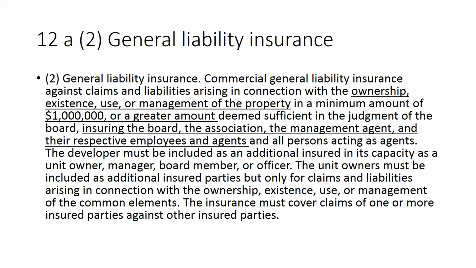So we have number 1, first coverage, property. Second, liability. CGL insurance against claims and liabilities arising in connection with the ownership, existence, use, or management of the property. Minimum coverage of $1 million for liability, insuring the board, the association, the corporation itself, the managing agent, and their employees and agents. If there's a developer still around, the developer has to be included. And so you see, these are the requirements. And in theory, no one would sell a condo association insurance that didn't have these characteristics, but you should be very careful that you get what you're supposed to be getting.